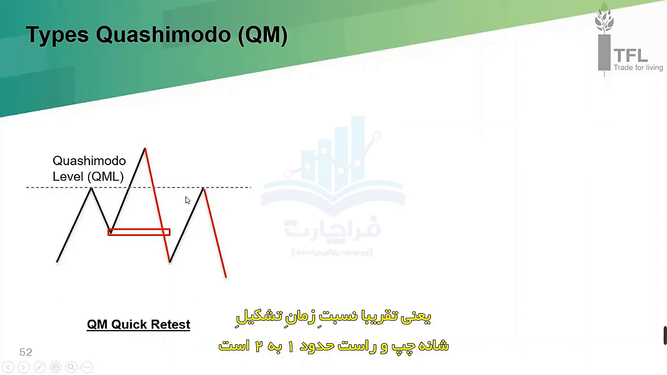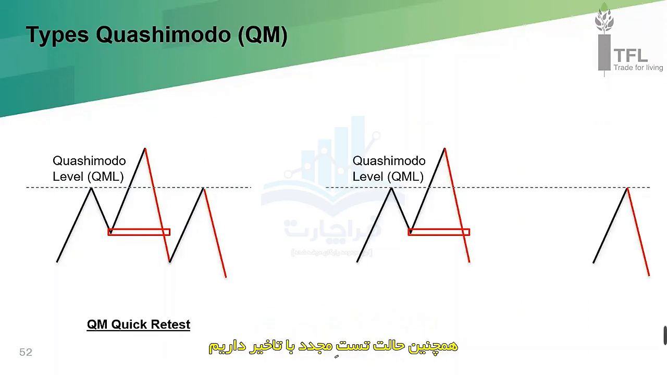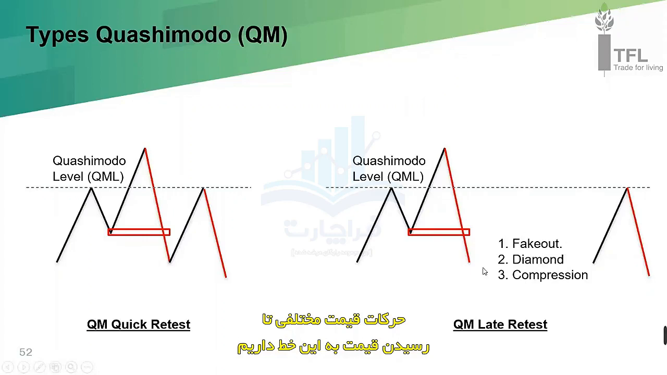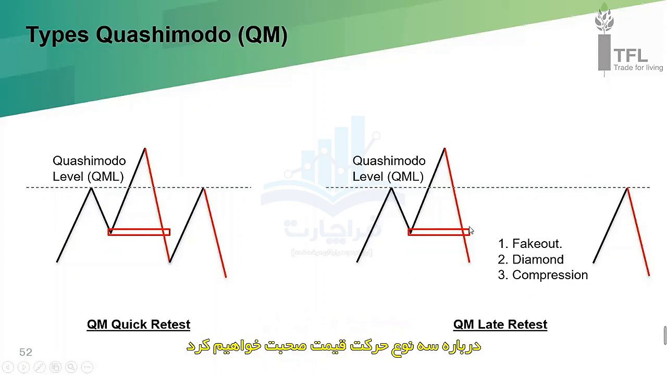This means that the left shoulder and the right shoulder, the timing is almost 1 to 2 ratio, within 1 to 2 ratio. Then of course we have the late retest, right? Late retest is that when it creates a Quasimodo, it will make a lot of, we call it price action over here, before the price really comes back to this level and goes down, right? So there are 3 types of price action that we talk about, which I'm going to introduce to you slowly.